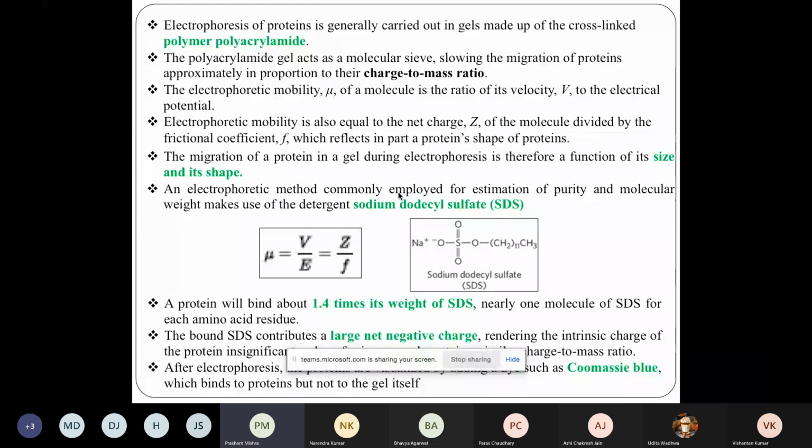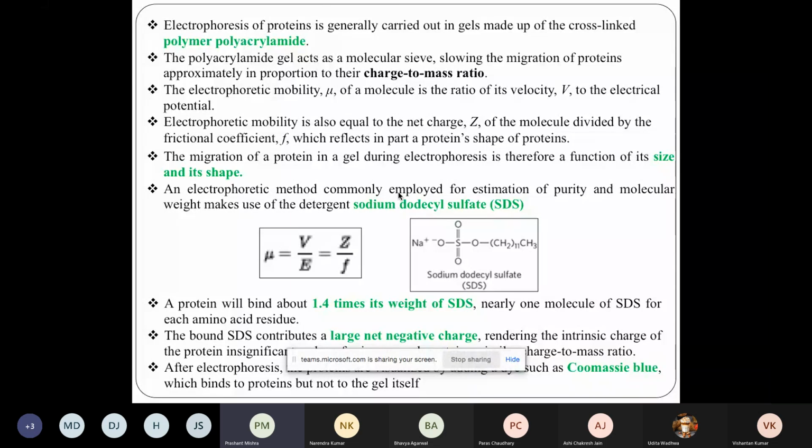You can also use electrophoresis for separation of DNA. So in your experiment, you will be separating both DNA as well as protein, using polyacrylamide gel for protein and agarose gel for DNA. Polyacrylamide gel acts as a molecular sieve, and that's why it slows the migration of protein approximately in proportion to charge to mass ratio. So depending on the mass, the migration of a protein will be slowed.